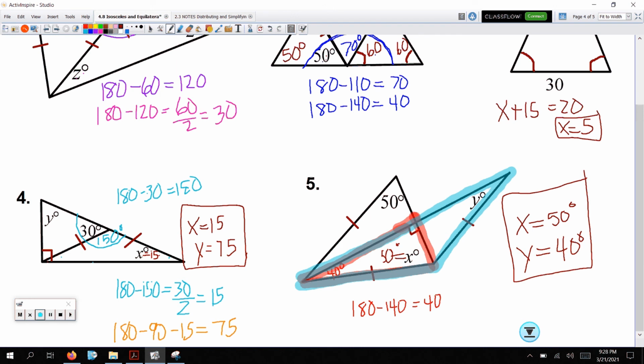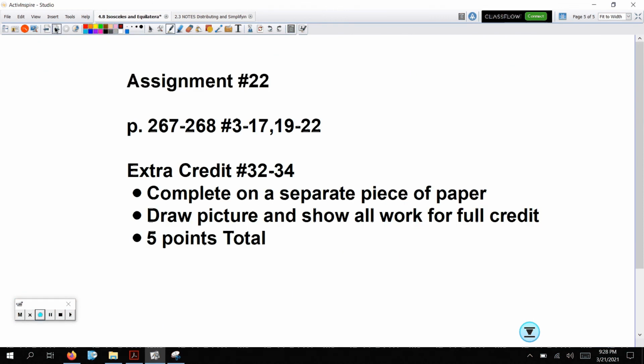All right, so here is your homework for tonight. Let me know if you have any questions, okay? So for the extra credit, I do want this turned in on paper. Do not turn this in online. 32 to 34. Make sure you draw pictures, show all your work. So I would imagine there might be some systems of equations to solve. I'm not sure. Let me know if you have any questions about anything with the extra credit.